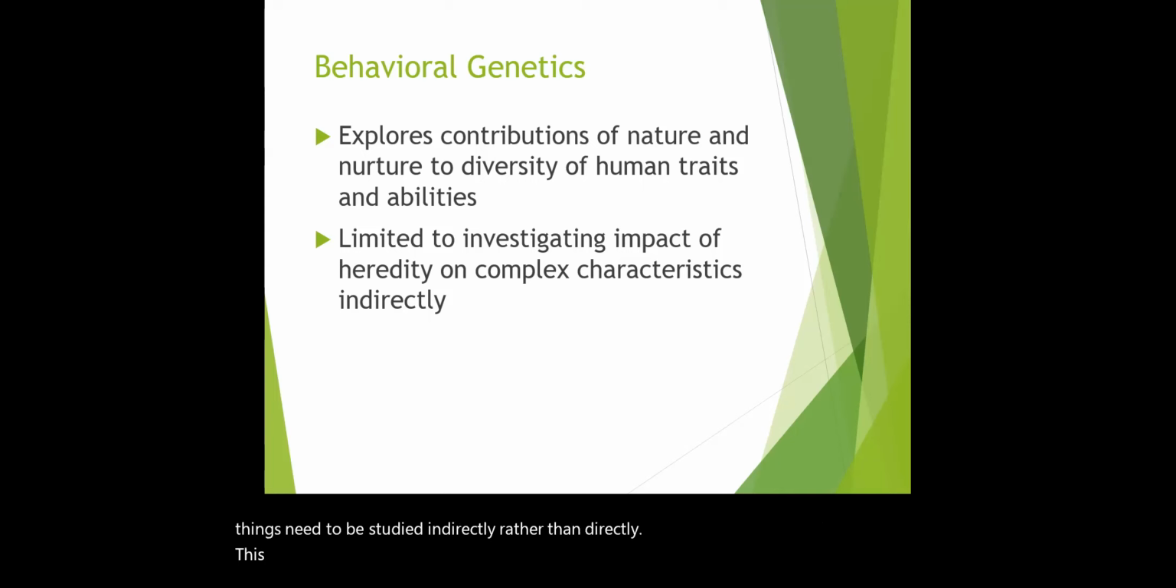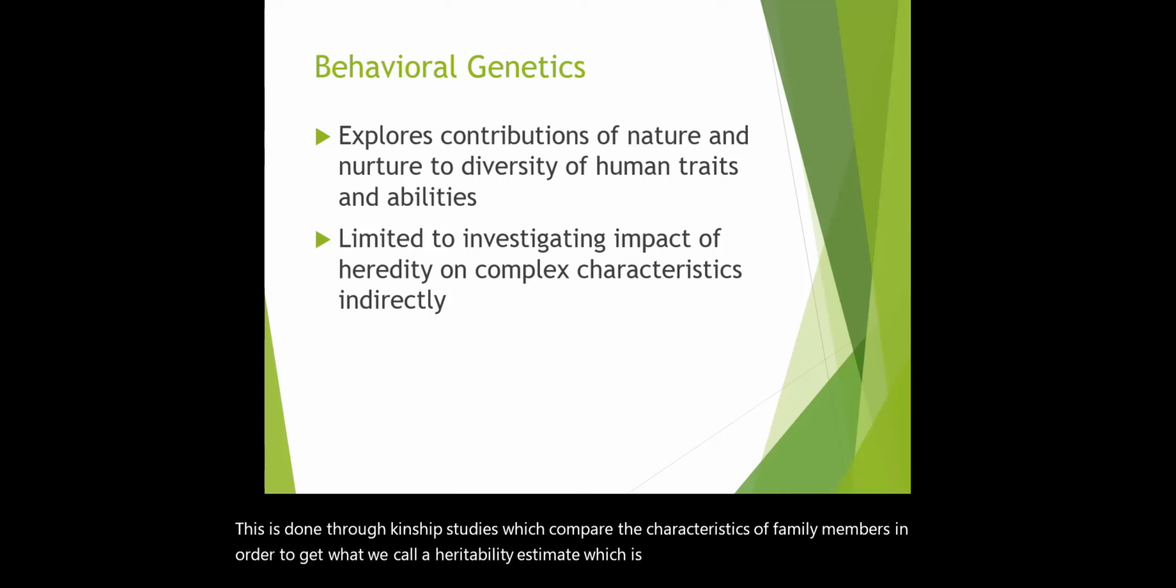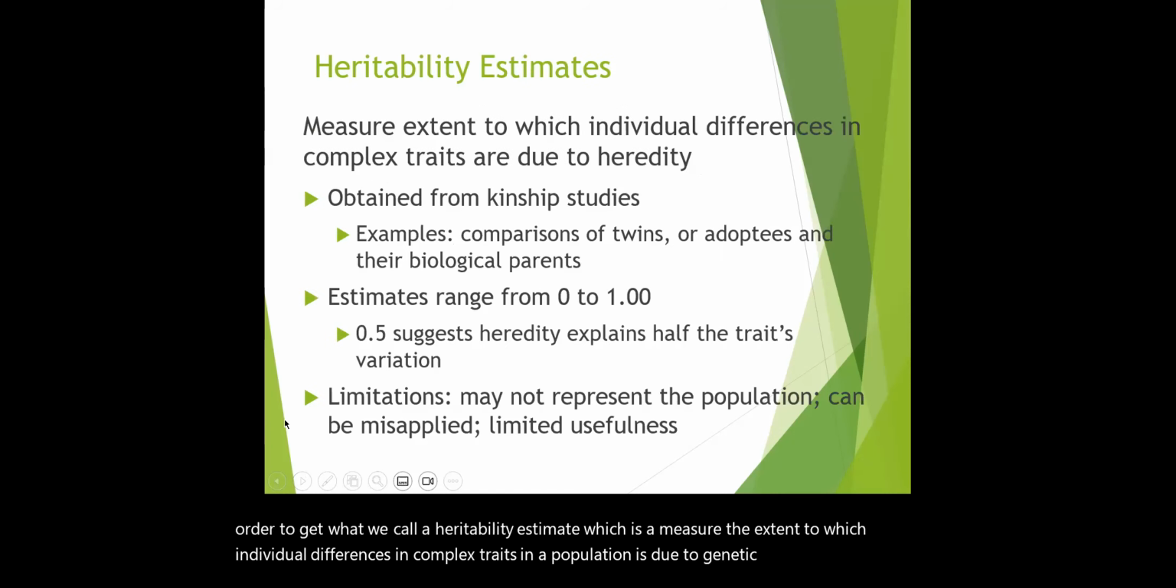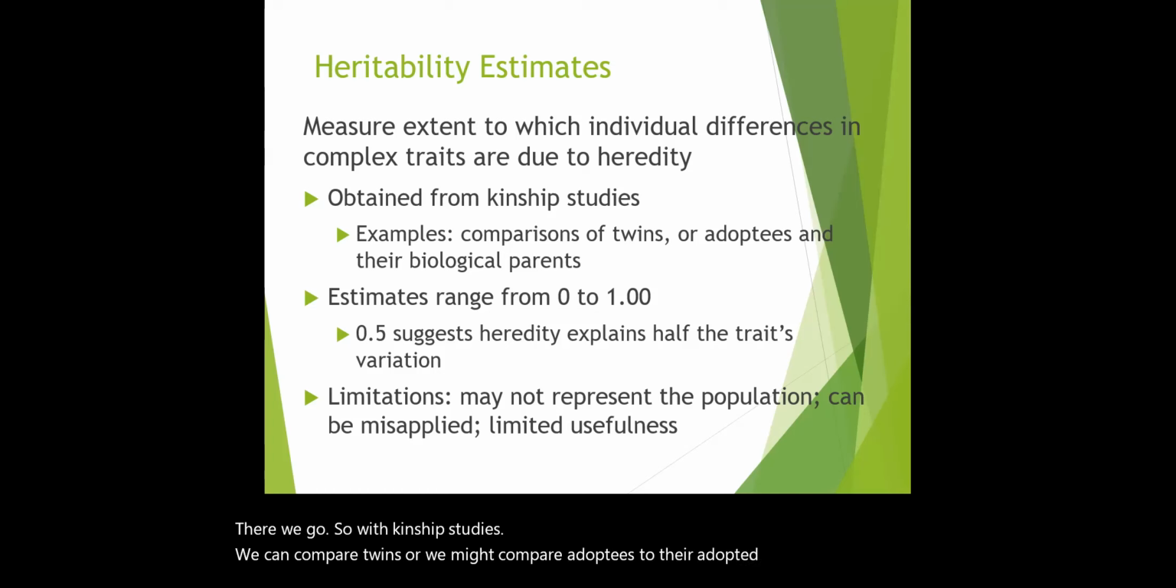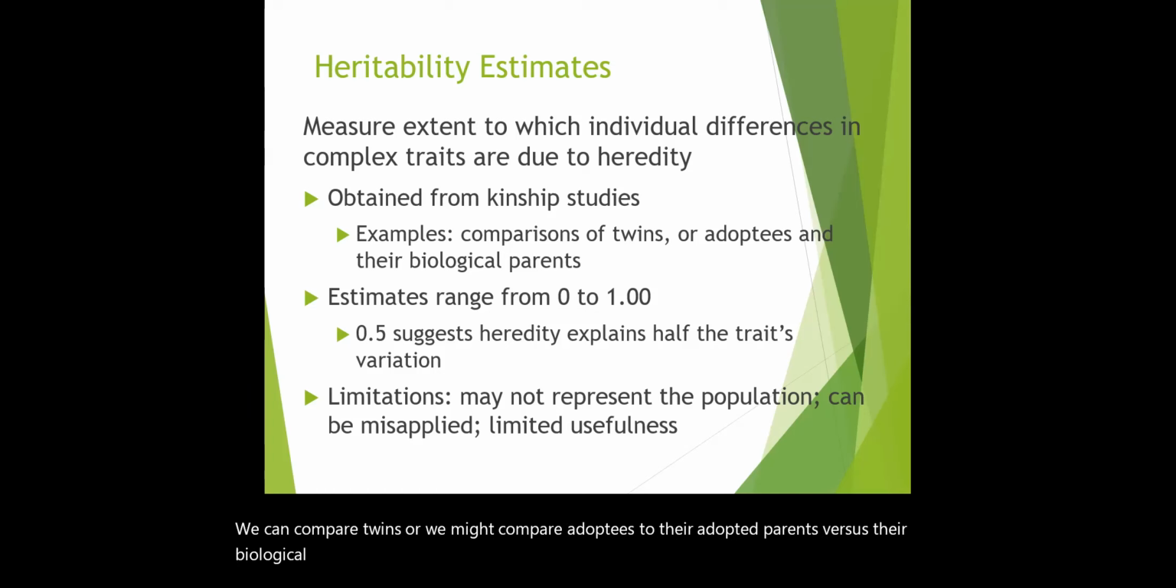This is done through kinship studies, which compare the characteristics of family members in order to get what we call a heritability estimate, which is a measure of the extent to which individual differences in complex traits in a population are due to genetic factors. So with kinship studies, we can compare twins, or we might compare adoptees to their adopted parents versus their biological parents. Again, trying to determine if something is more based on genetics or on environment.